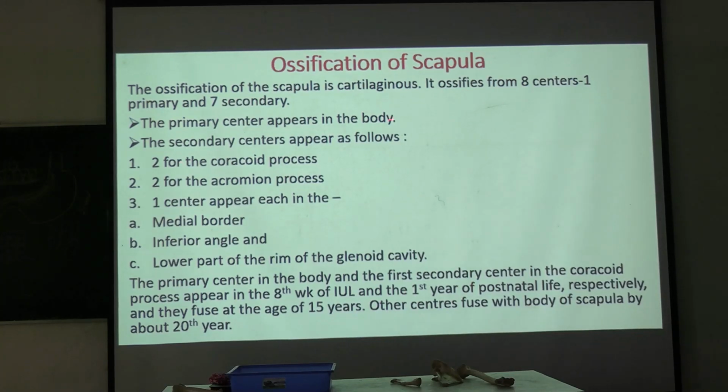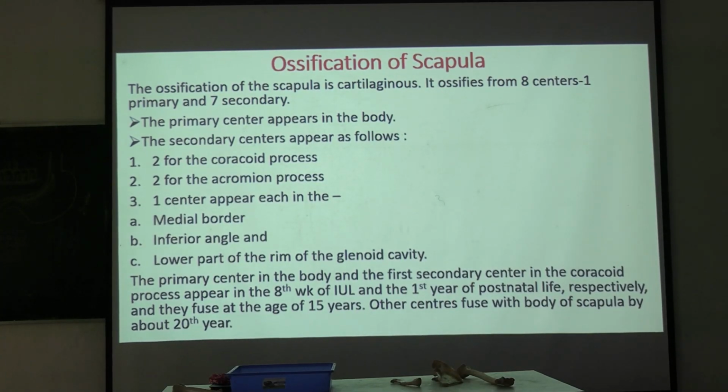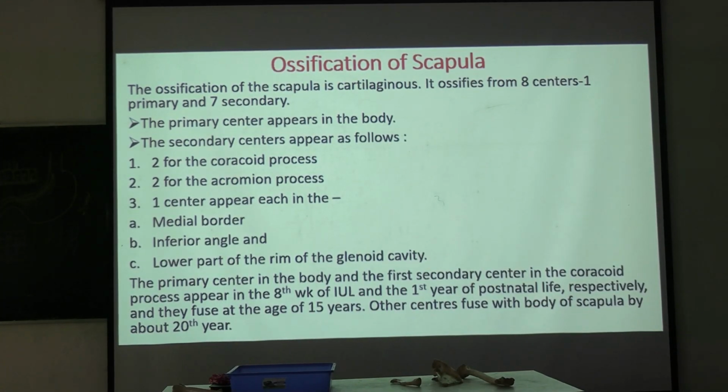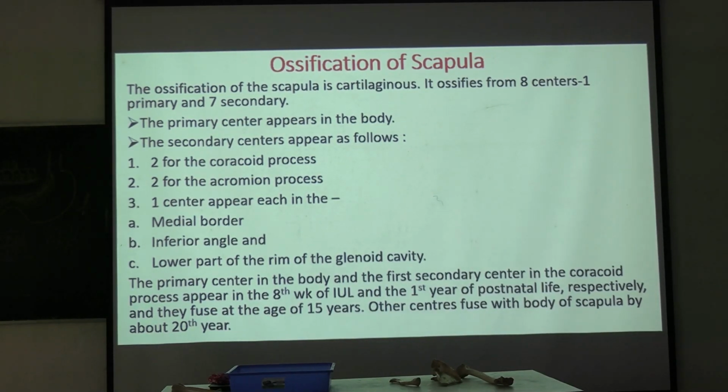So you must remember 1 primary center, 7 secondary centers, total 8 centers. A primary center appears before birth. Secondary centers appear afterward.